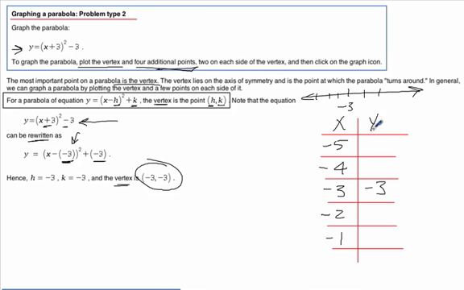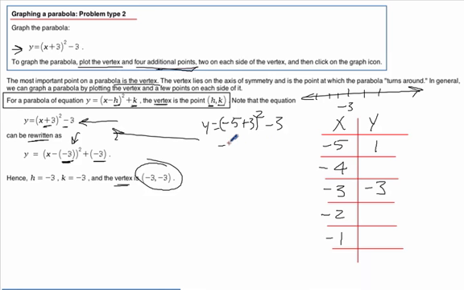So now we need to calculate the y. We're going to plug negative 5 into this original equation. So we have y equals (negative 5 plus 3) squared minus 3. Of course, that's negative 2 squared, which makes 4. 4 minus 3 is 1. Then we do the same thing with the negative 4. Is that right? 4 minus 3, yeah, 1.